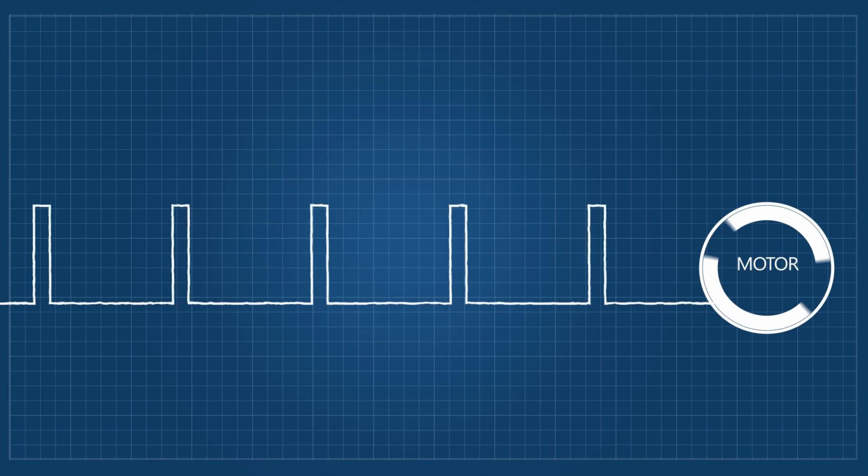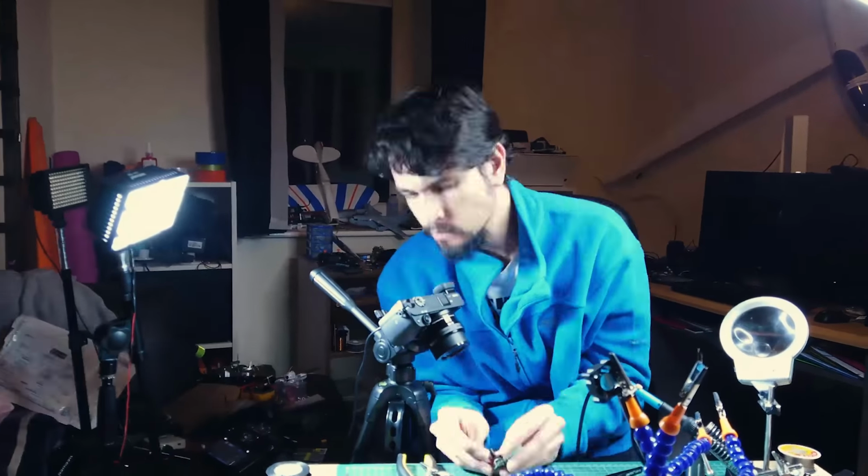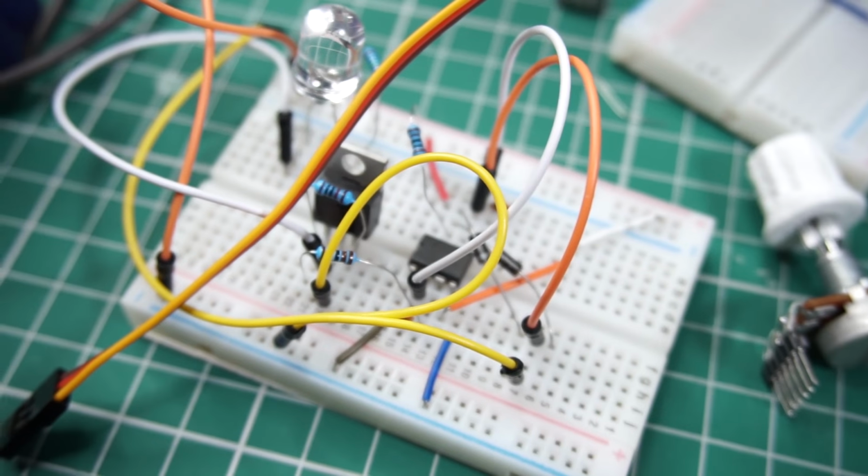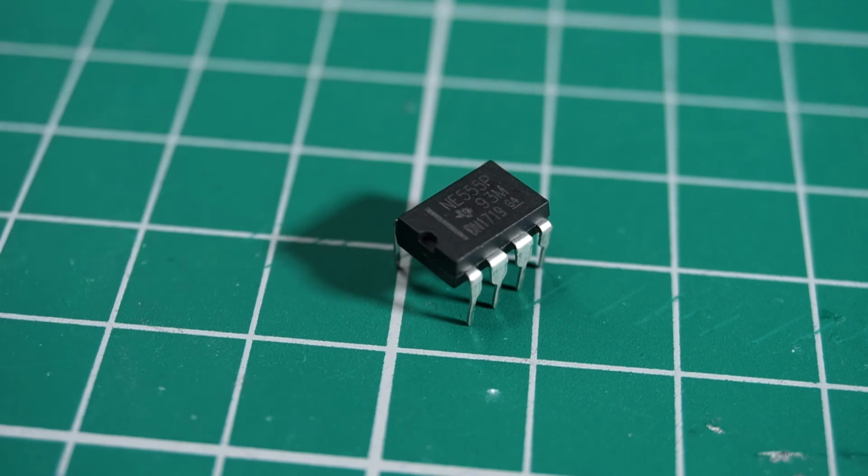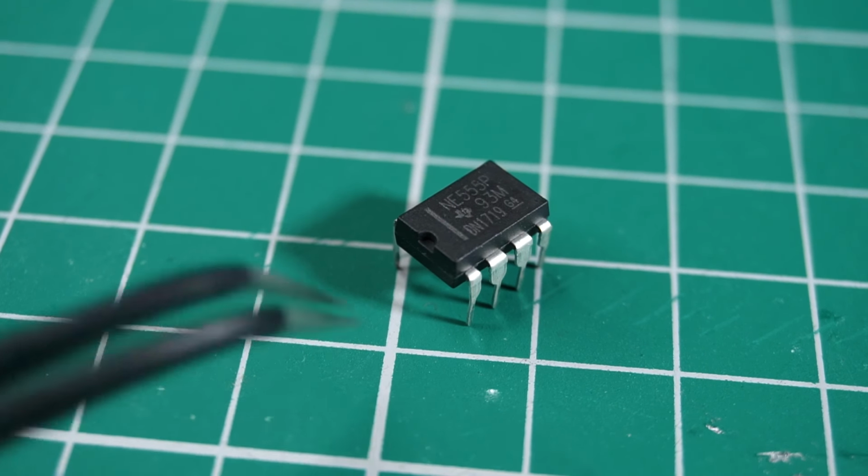Now we are going to make a circuit that can generate that type of PWM signal. And for that, we're going to use the popular 555 timer IC.